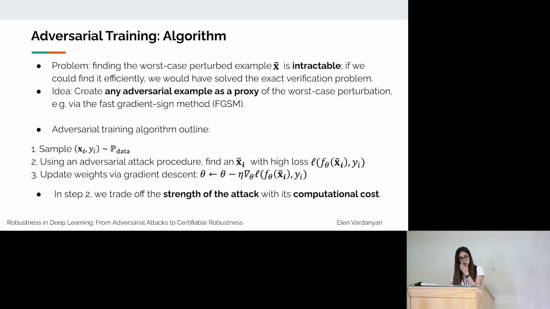And just as a note, in this step 2, since we don't really use the worst case, so the most accurate X tilde, we do have this sort of trade-off between strength of the attack and the computational cost. So in this case, obviously, we prefer that we do it fast enough.